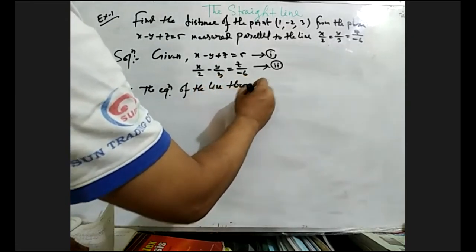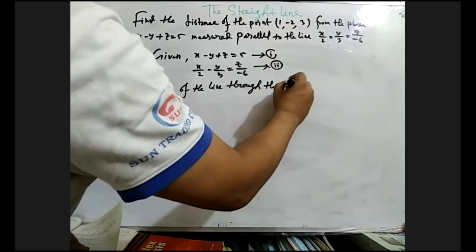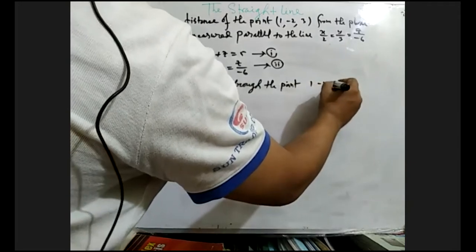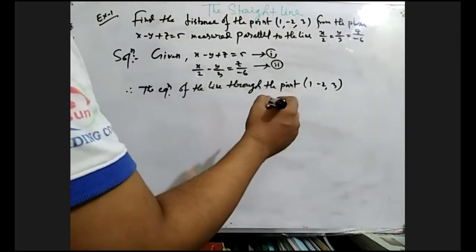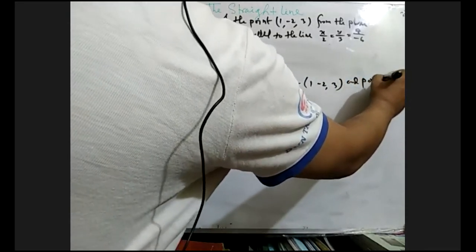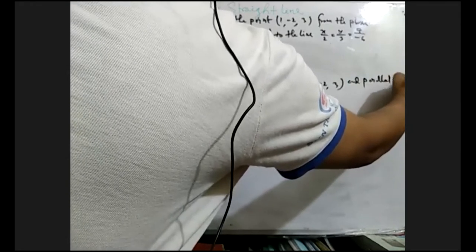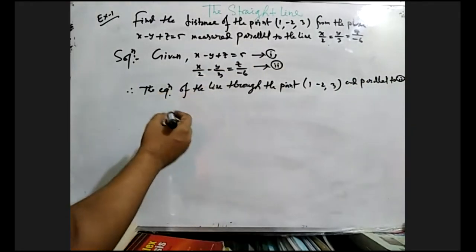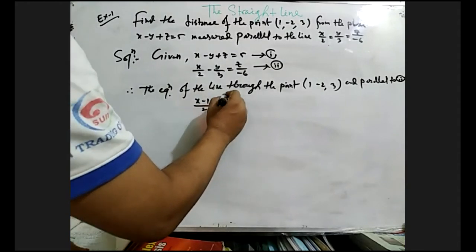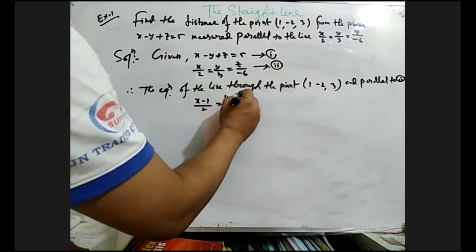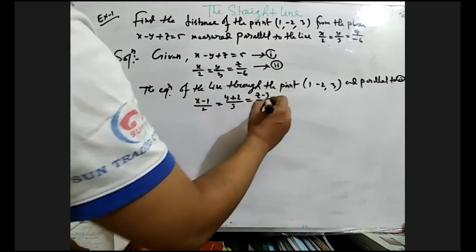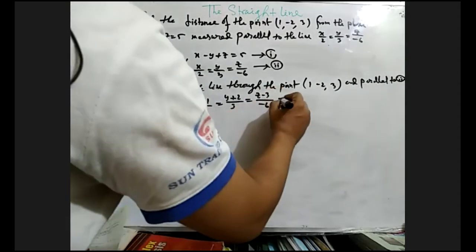through the point 1, -2, 3, and parallel to the given straight line. The equation will be x minus 1 divided by 2, y plus 2 divided by 3 equals z minus 3 divided by minus 6. This equals R, say.